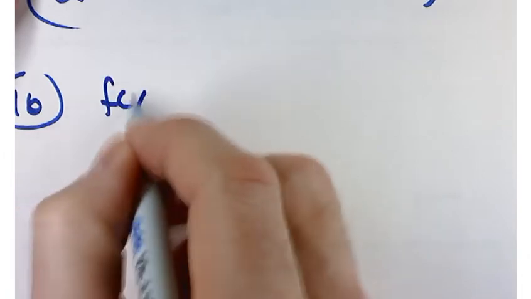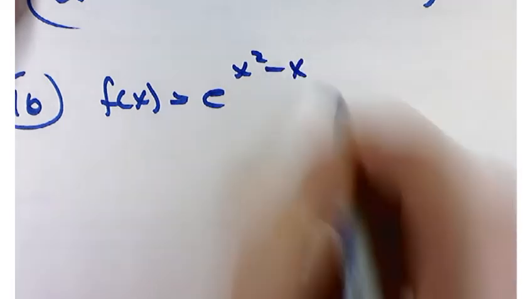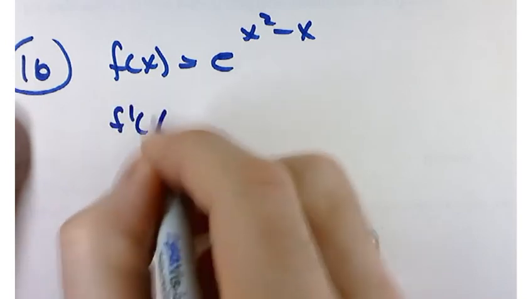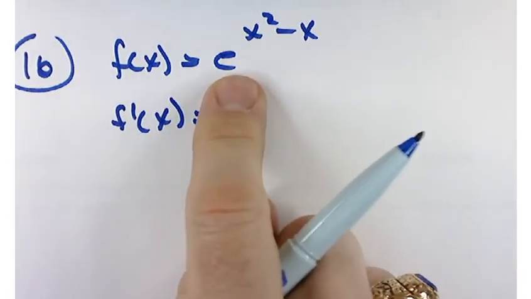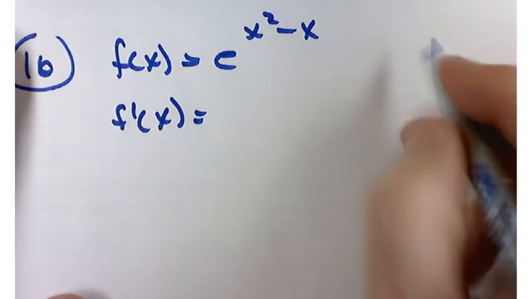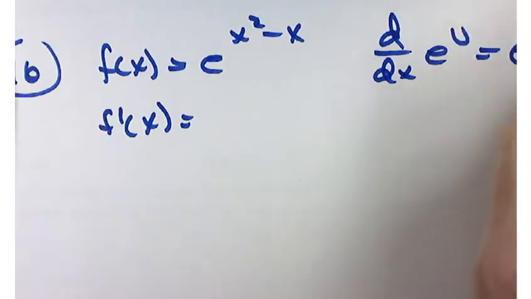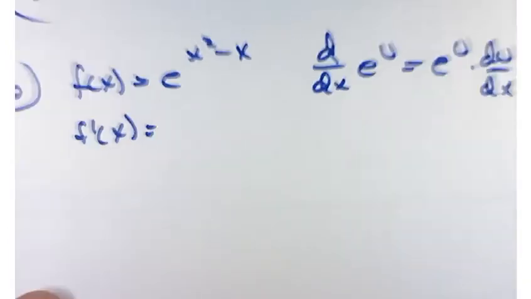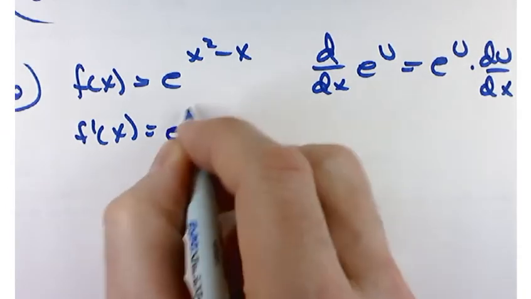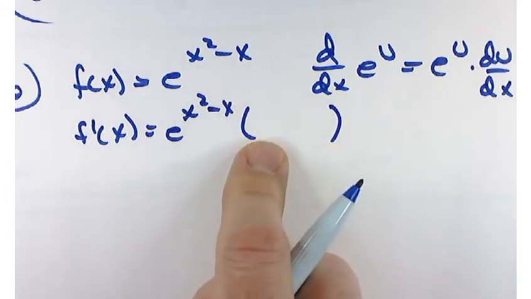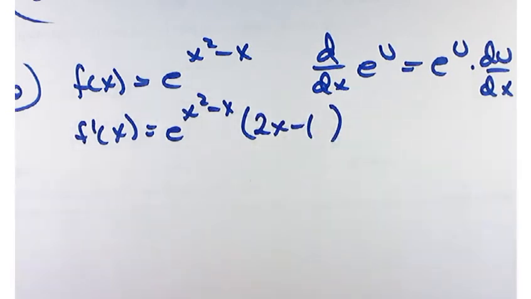If you had f of x is e to the x squared minus x. Well, what would happen to f prime? What's the derivative of e to the u? It's e to the u times derivative of u, right? So it's going to be e to the x squared minus x, times 2x minus 1. So, wow, wait a minute. That was easy. Yes, cool. Perfect, perfect.